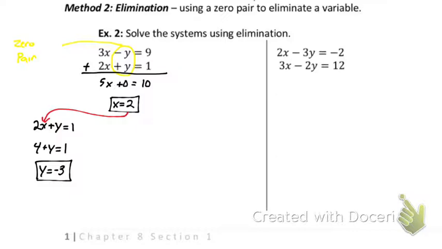In fact, I could do this in my head. I can go, okay, 3 times 2 is 6, minus a negative 3, so it's plus 3. 6 plus 3 is 9. 2 times 2 is 4, plus negative 3 is 1. Yeah, everything works out. I would at the very least just mentally check to see if those numbers make sense in those equations. All right.